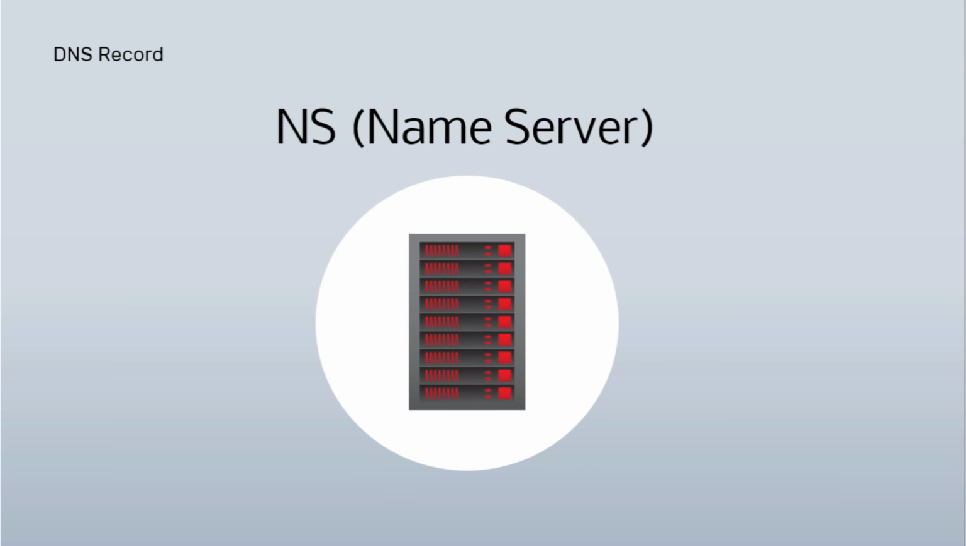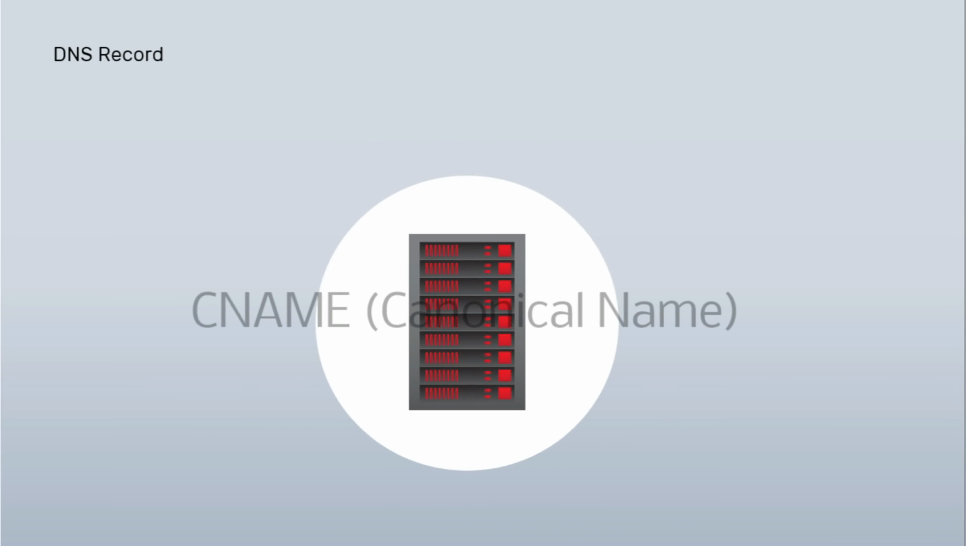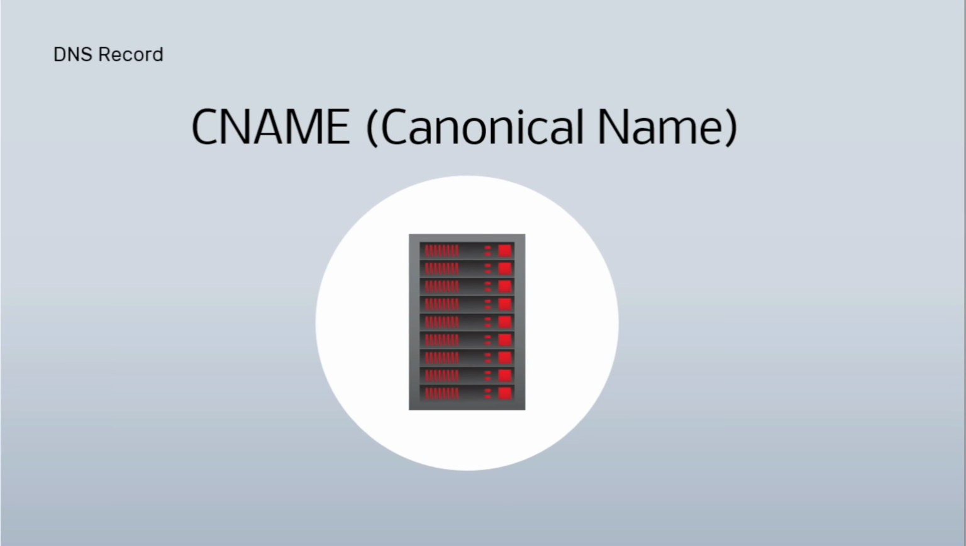And the next record here we have the name server, which is NS. This record is a name server for subdomains inside the DNS server, which is used for all the subdomains. So this is a type of record that is a name server for subdomains. And the next record here we have CNAME, which is canonical name. This type of record is used for mapping domain to domain and subdomain to domain.